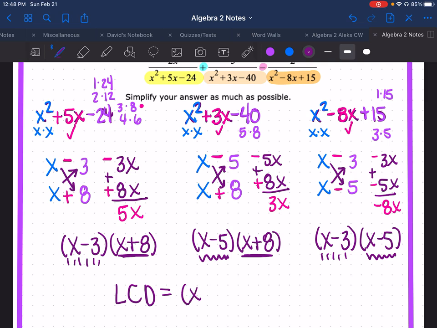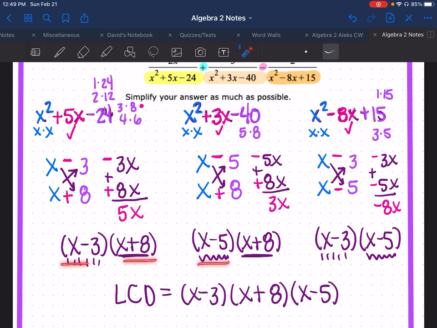Here's my LCD. And it doesn't matter which order you put them in. I'm just going to put it in the order that I see: the stripes, then the line, then the wiggle, because that's the way I see it from left to right here. So I just put it there. Okay, that's the only reason why.